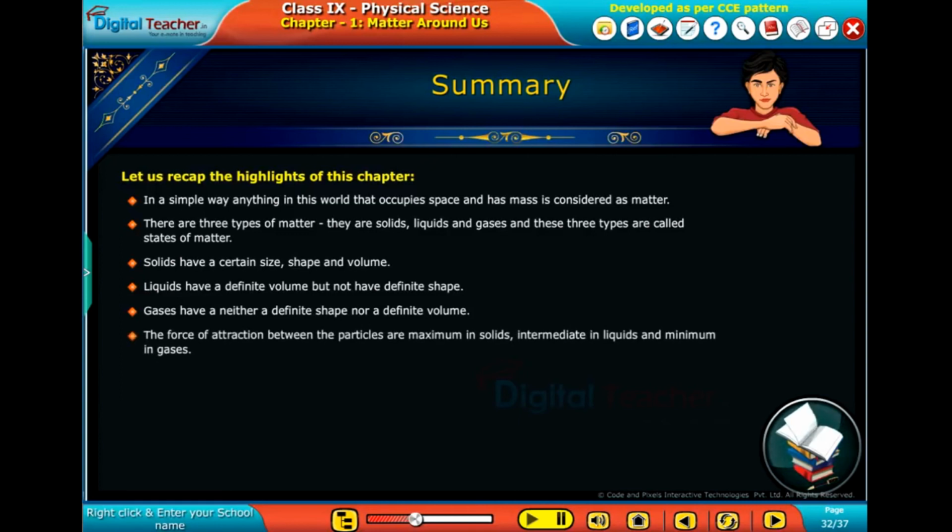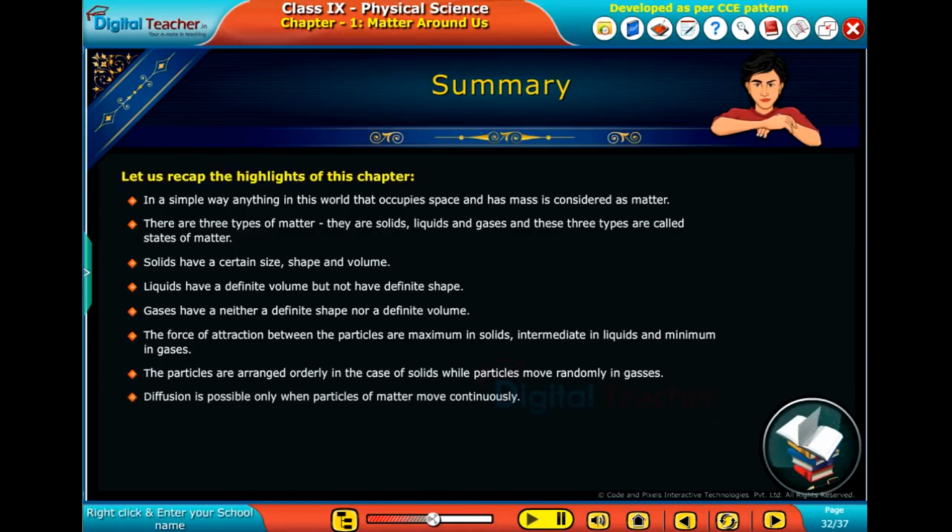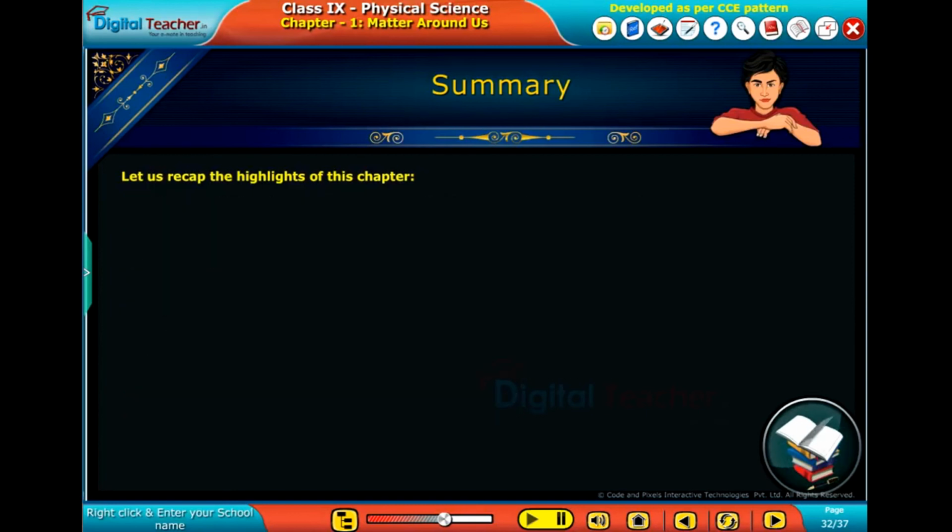The force of attraction between the particles is maximum in solids, intermediate in liquids, and minimum in gases. The particles are arranged orderly in the case of solids, while particles move randomly in gases. Diffusion is possible only when particles of matter move continuously. Rate of diffusion of gases is higher than that of liquids or solids.